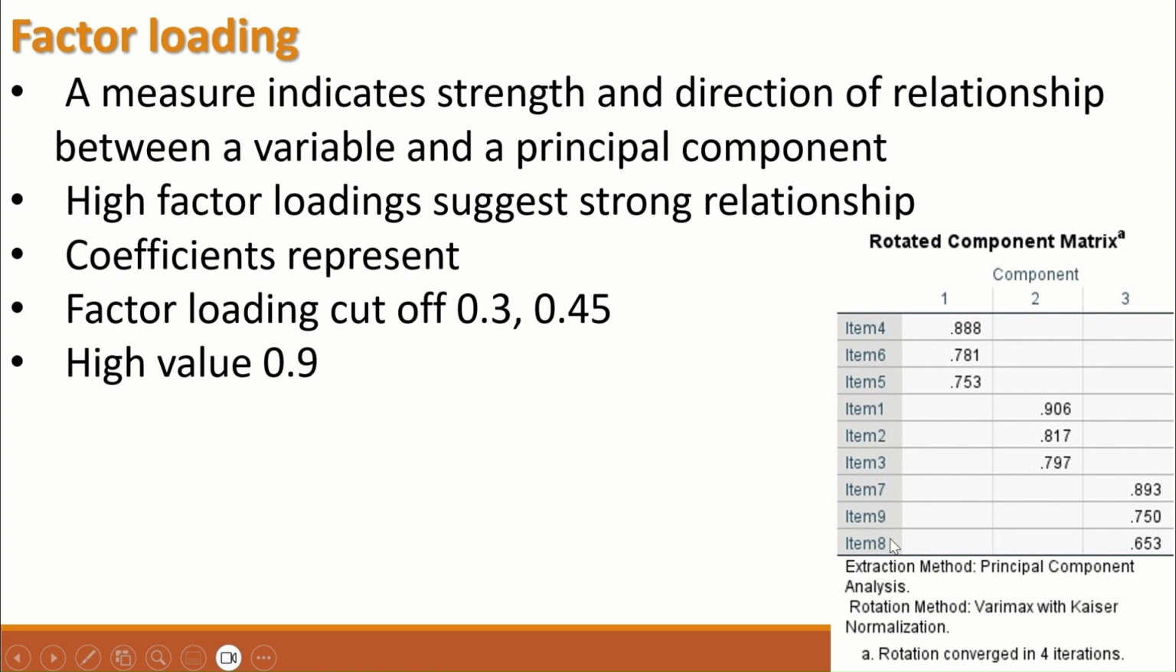And finally, the third component has 3 items loaded into it: items 7, 8, and 9, with the first one being 0.89, 0.7, and 0.65. All these 3 items load into principal component 3. So the overall analysis from the PCA has managed to group these 9 items into 3 components.